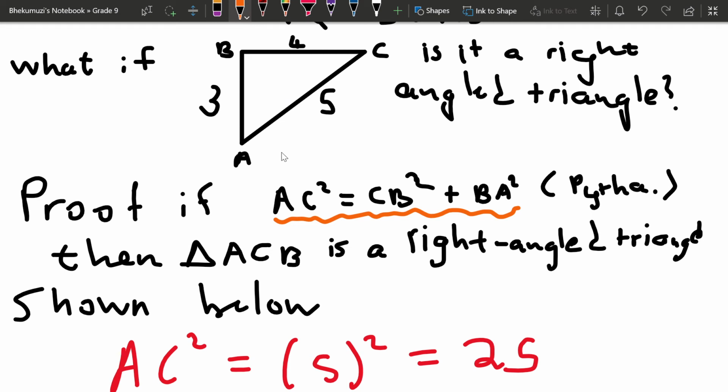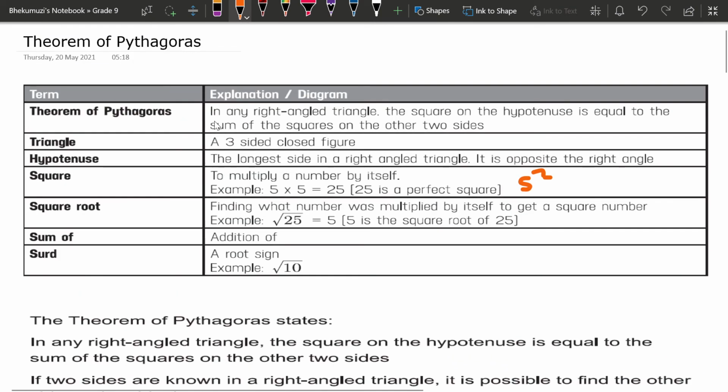So this is your proof. This is your evidence. Yes, you can see it, but now this is your evidence to the fact that it is a right angle triangle. So you would use the theorem of Pythagoras, and the theorem of Pythagoras basically says if AC squared is equal to CB squared plus BA squared, that means in actual fact that triangle ACB is a right angle triangle. It has to be a right angle triangle because this only works for right angle triangles, remember. And that's what the theorem basically said at the beginning. It said in any right angle triangle.